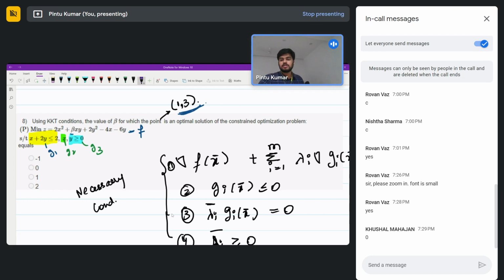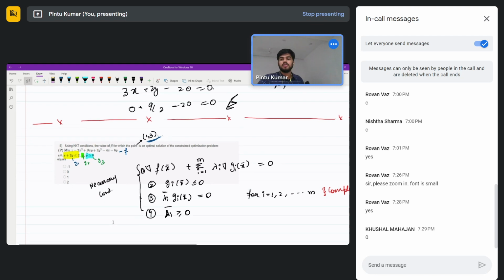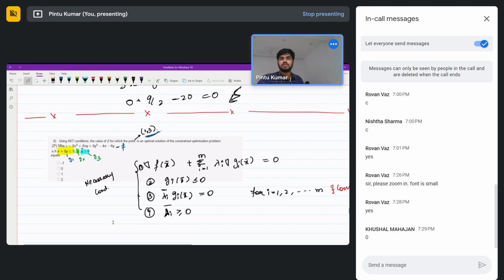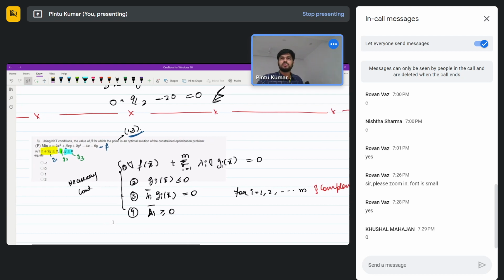Okay, we can start solving now. If somebody is attempting, I can wait a bit. So if somebody is attempting, please let me know, or I can start. Kushal, let's see whether we get 0 or some other answer. Okay, let's start.